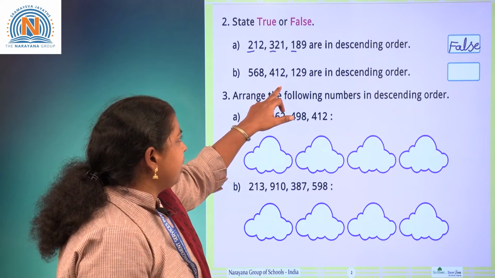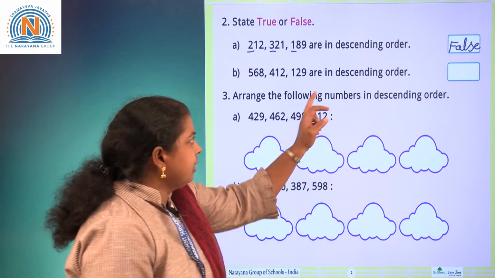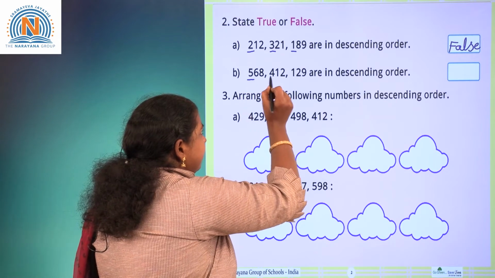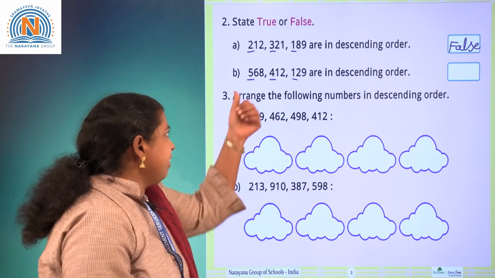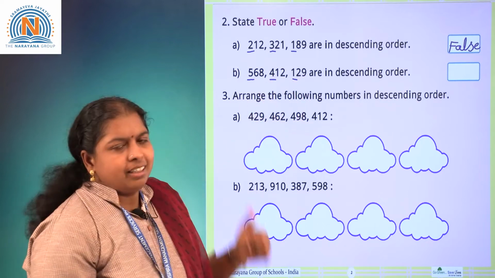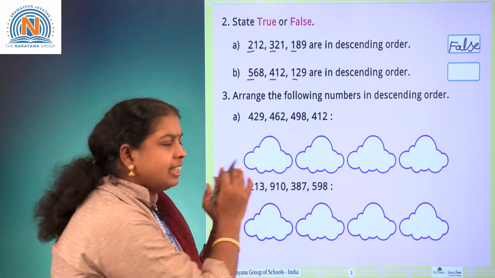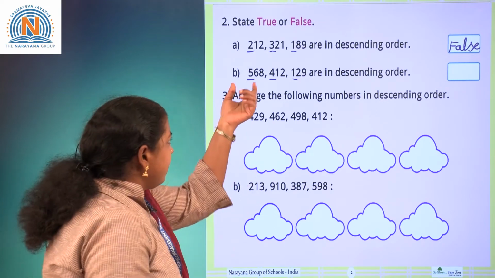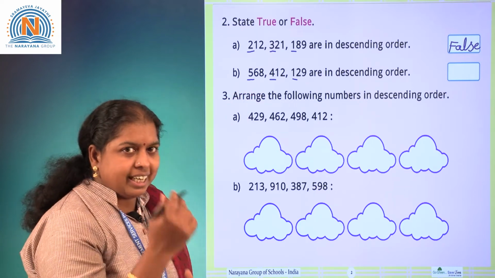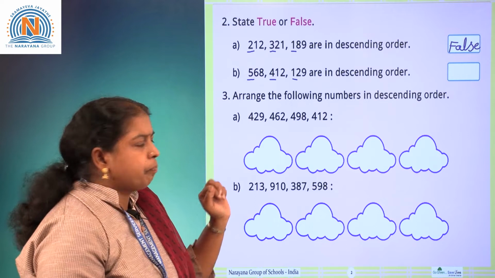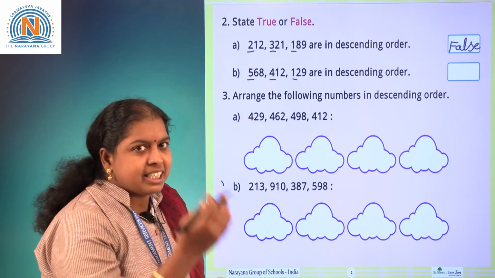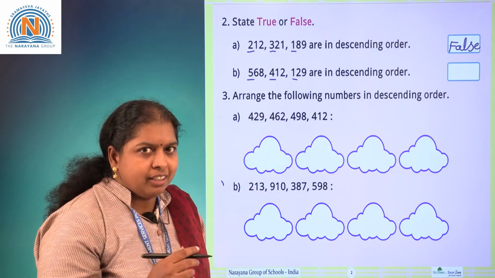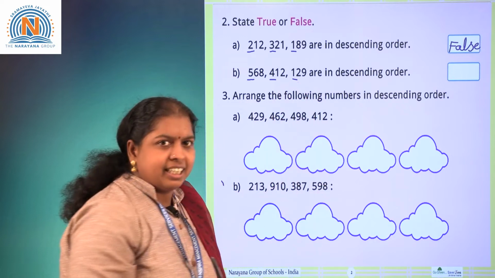568, 412, 129 are in descending order. If you observe the digits in the hundreds place, 5 is greater than 4 and 4 is greater than 1. So, all the digits in the hundreds place were arranged in descending order. So, the number that starts with 5 is the greatest number, which is in the first place. The number that starts with the 4 is the next greatest number, that is in the second place. The number that starts with the digit 1 is in the next greatest place.